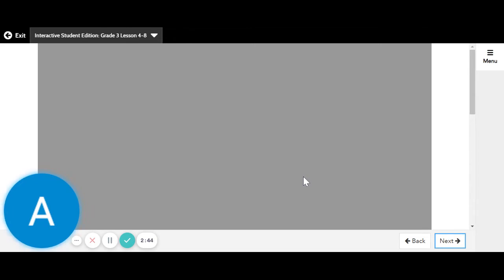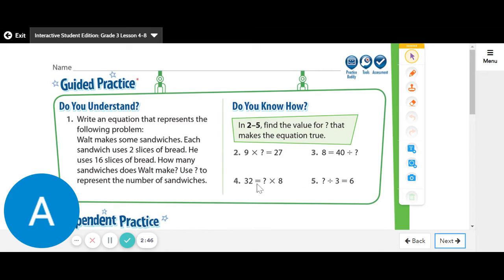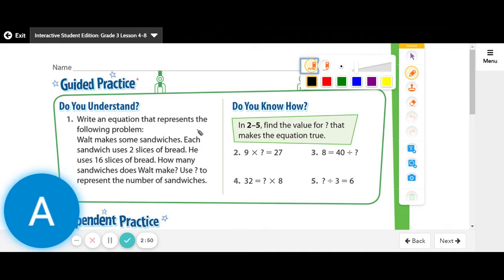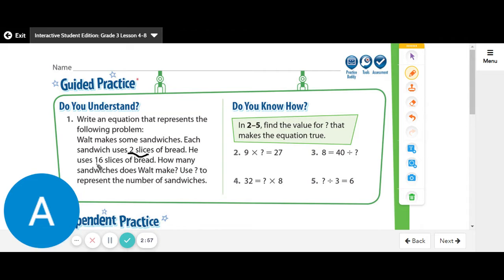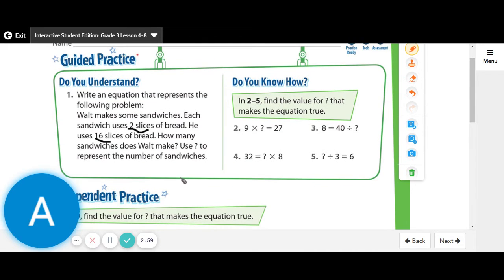A few more to do together. Let's look at number 1. We want to write an equation that represents the following problem. Walt makes some sandwiches. Each sandwich uses 2 slices of bread. He uses 16 slices of bread. How many sandwiches does Walt make? Use the question mark to represent the number of sandwiches.